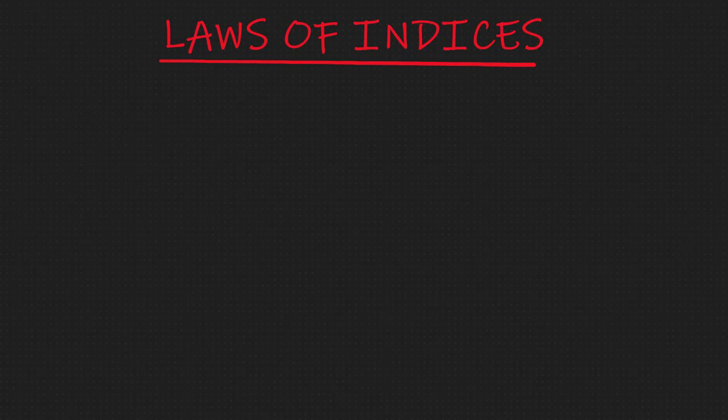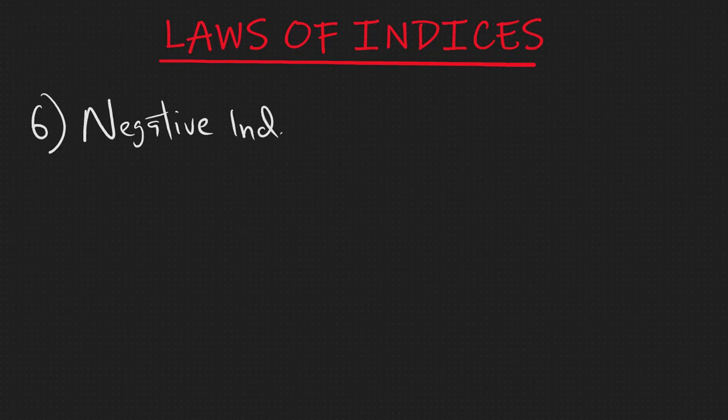The next law, which is the sixth law, is the negative index law. This law says that whenever a number is raised to a negative index, it will always be equal to the reciprocal raised to the same positive index. So, for example, if you have a raised to power negative x, this negative now will give you the reciprocal. You see, this 1 over comes from this negative sign, then a raised to the power of x.